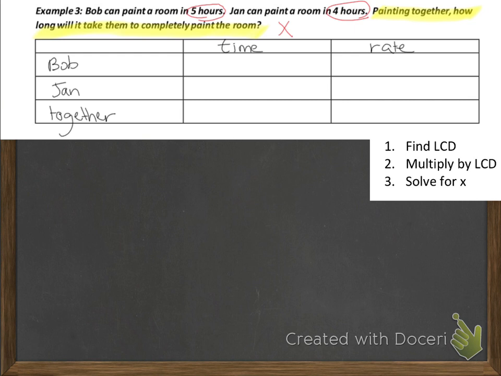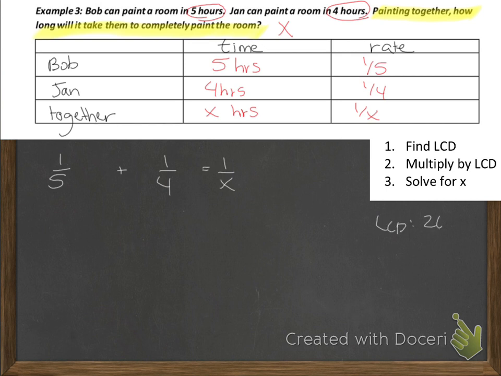So let's see if we can fill this out. So Bob takes 5 hours to paint a room. Jan takes 4 hours to paint a room. We don't know how long it takes them to work together, so we'll just say x. Our rate, again assuming a constant rate, we say that Bob can get 1/5 of the job done in 1 hour, Jan can get 1/4 of the job done in 1 hour, and working together they can get 1 over x part of the job done in 1 hour. Okay, so again, just like last time, we have 1/5 plus 1/4 equals 1 over x.